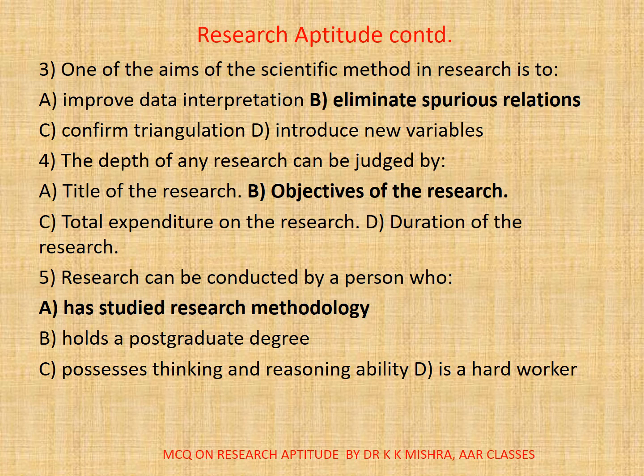5. Research can be conducted by a person who A. Has studied research methodology. B. Holds a postgraduate degree. C. Possesses thinking and reasoning ability. Or D. Is a hard worker. Correct option is A. Has studied research methodology.